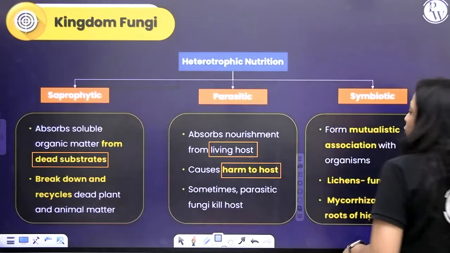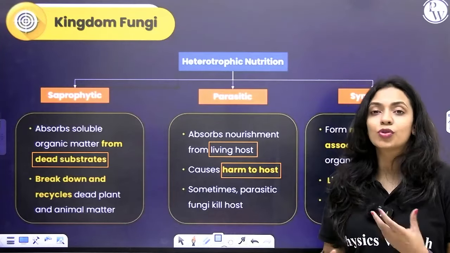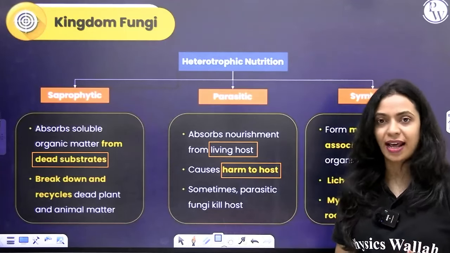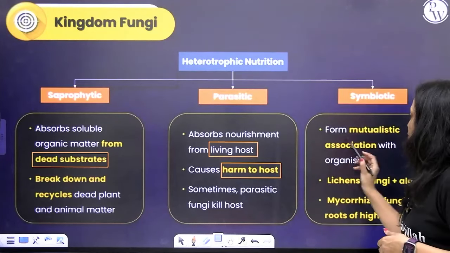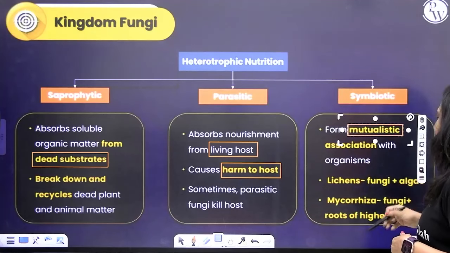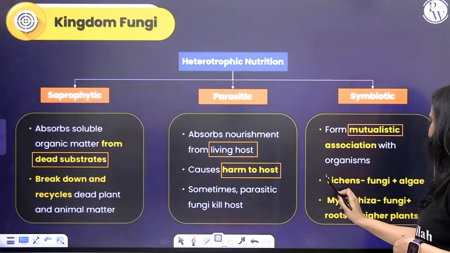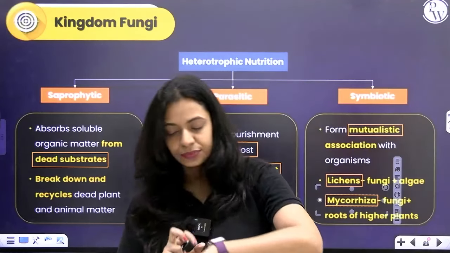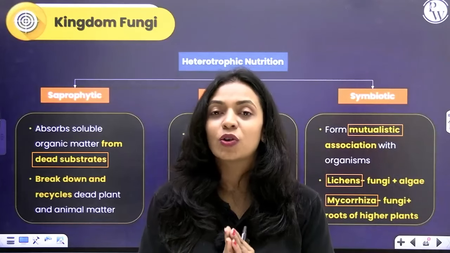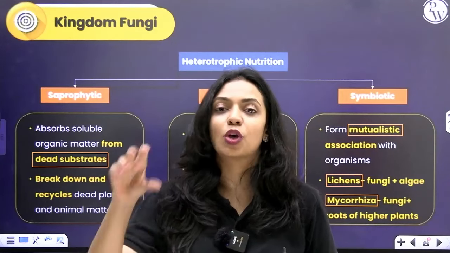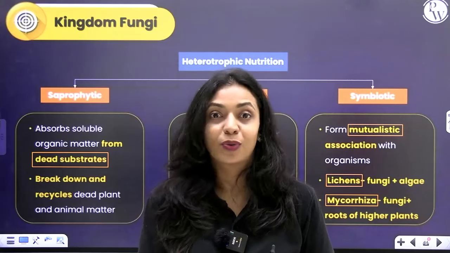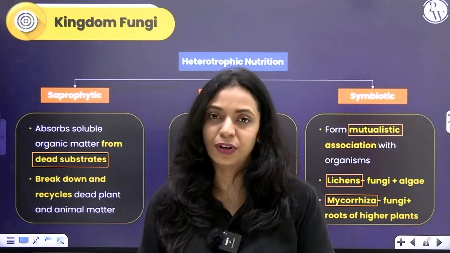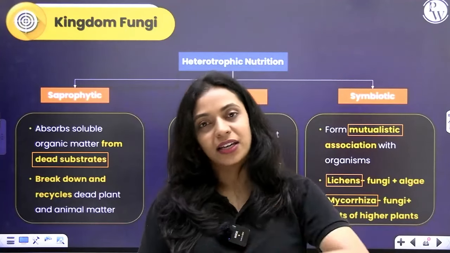Symbiotic, I've already told you about this. Symbiotic is a mutualistic relationship where two organisms are involved and both of them benefit because of that interaction from each other. So it is a mutualistic association. Example, we have lichens and mycorrhiza. In lichens, fungi and algae are closely associated. Fungus helps in absorption of water and minerals. It helps in providing shelter to the alga. Alga being photosynthetic, in return will synthesize food and provide to the fungus. Fungus helps in absorption. In return, alga gives it food.